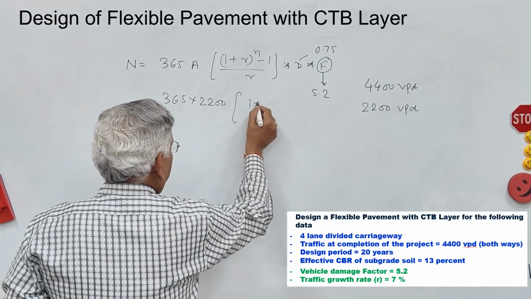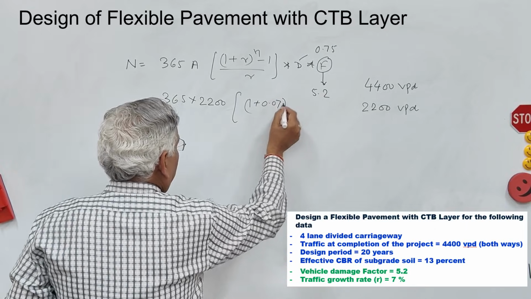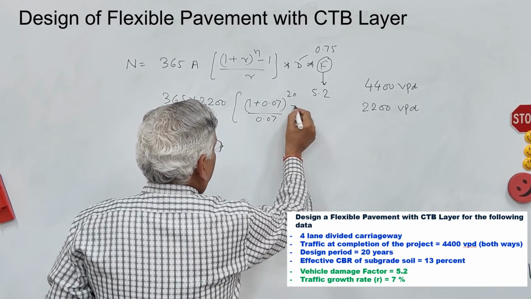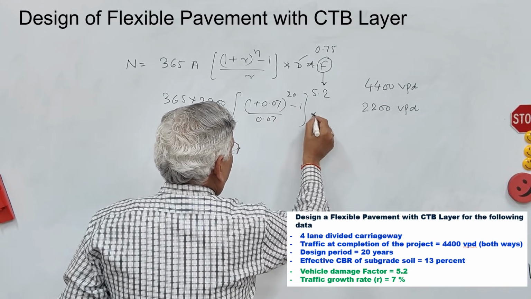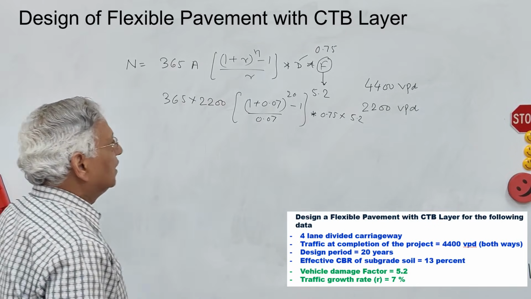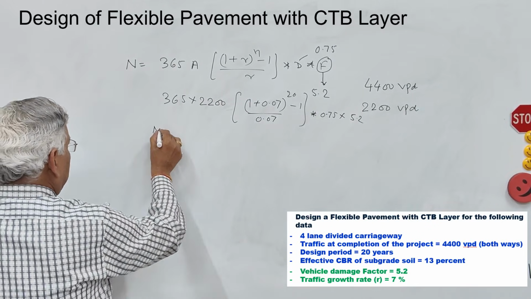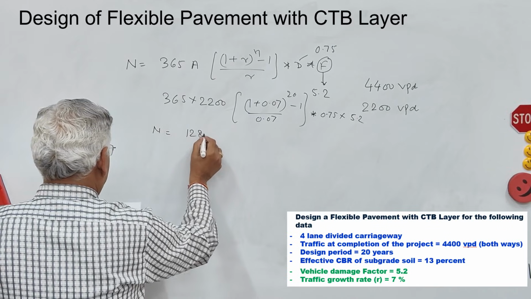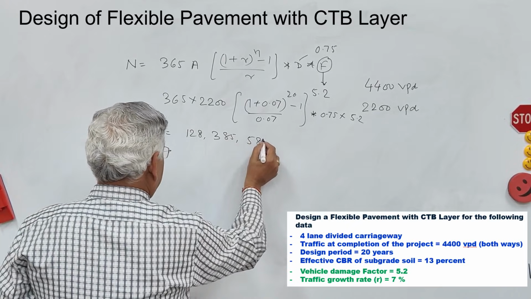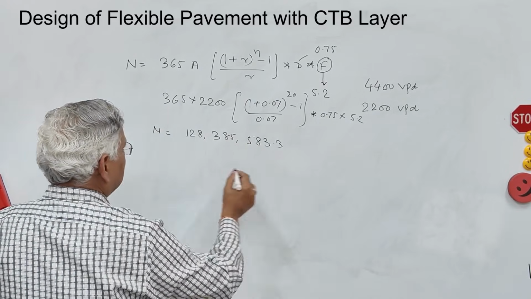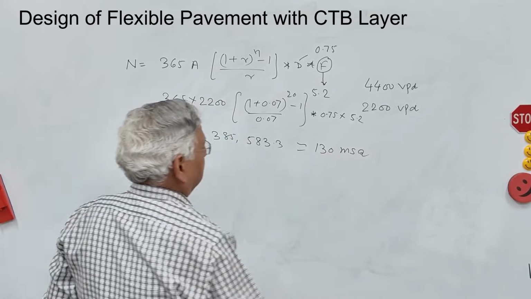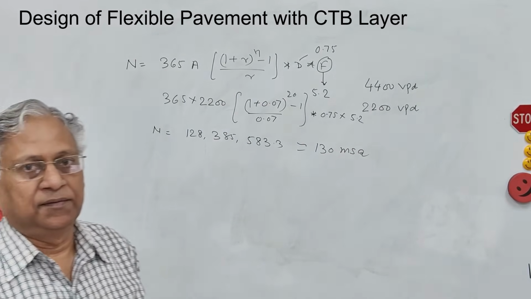2200 into ((1 plus 0.07) power 20 minus 1) upon 0.07, into 0.75 into 5.2. And this value is 128,385,583.3. So let us say 130 million standard axle. So that is the design traffic.